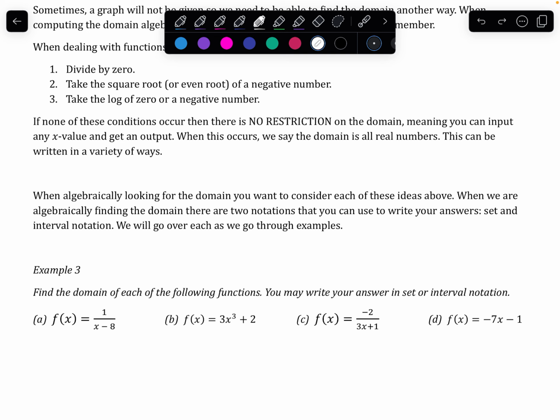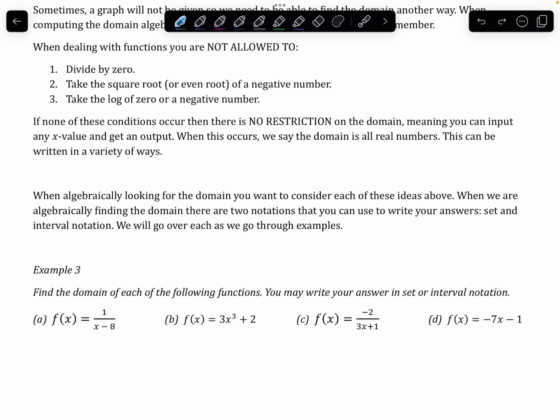So when you're doing algebraic domains, you are not intended in any way, shape, or form to try to sketch the graph. We have not discussed how to sketch any of these graphs. Therefore, you are not expected to know that right now. So the other thing you see is you can write your answer in set or interval notation. We will write them in both just for practice.